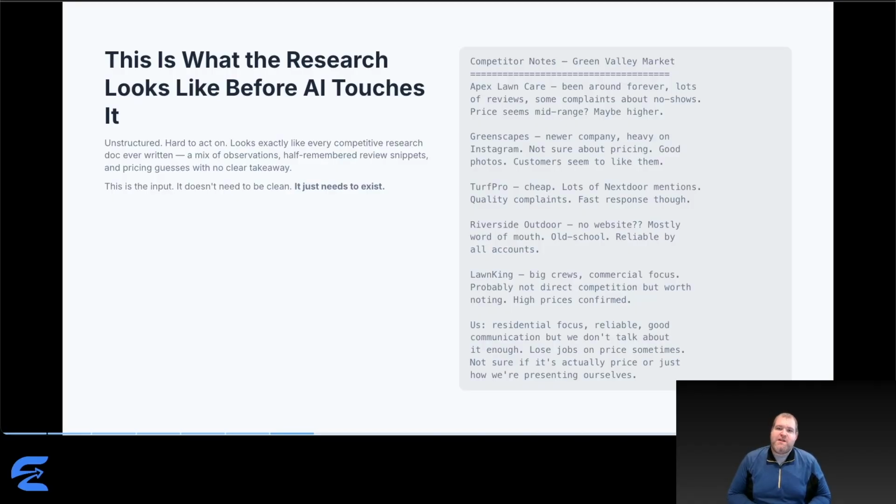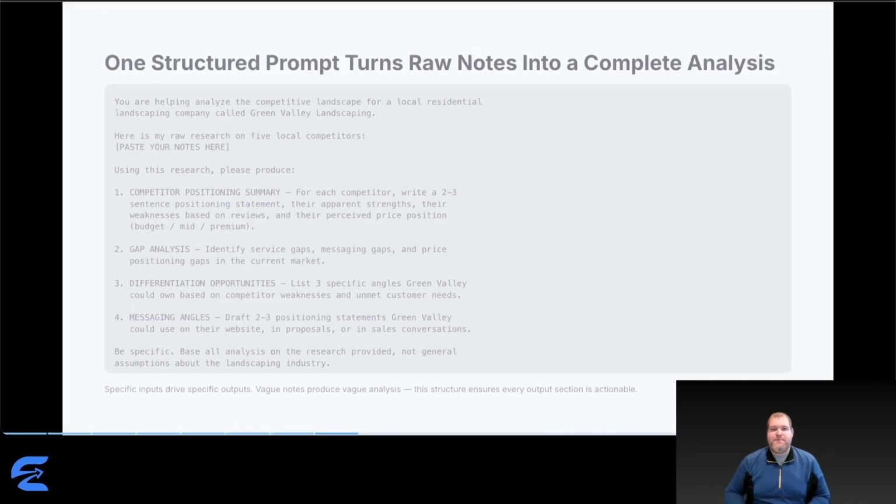This is what the input looks like for Green Valley. It's messy. It's unformatted. There are half sentences, pricing guesses, impressions from Nextdoor, observations about Instagram presence. It reads exactly like every competitive research doc that's ever been written, because this is what it actually looks like when a business owner collects the information on their own. And here's the important thing. It doesn't need to be clean. It doesn't need to be structured. It just needs to exist. That's the threshold. Get the observations out of your head and into a document. AI handles everything after that.